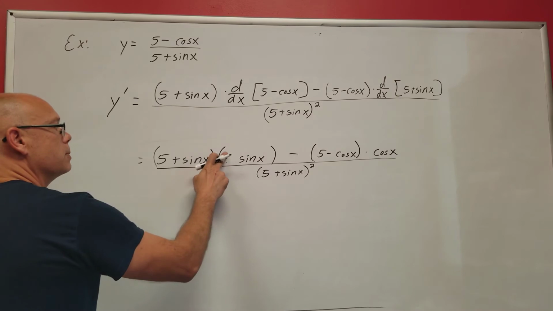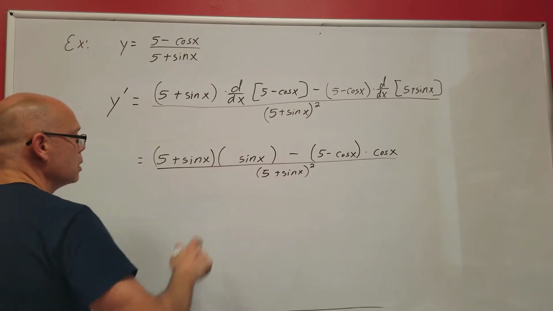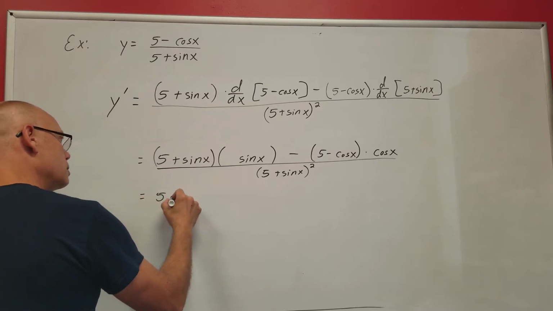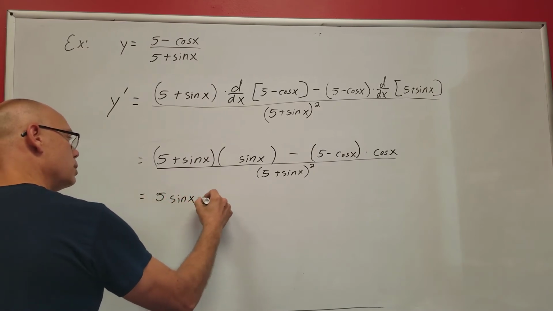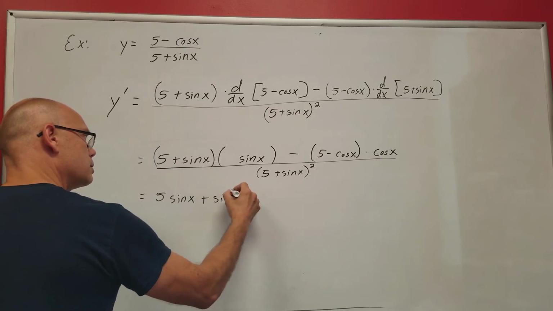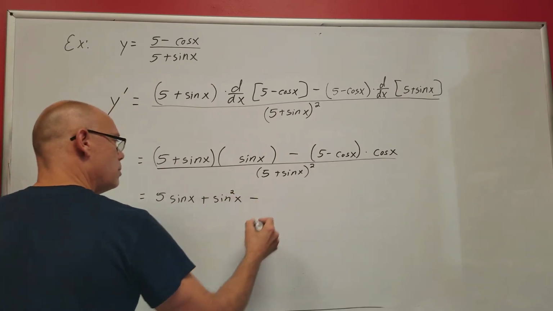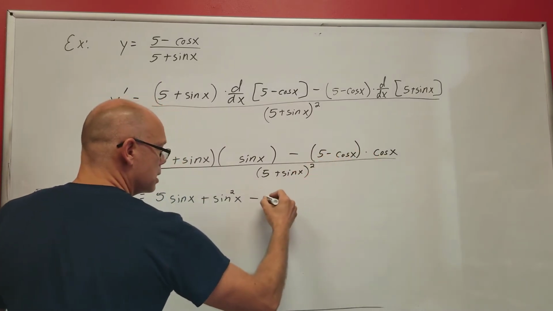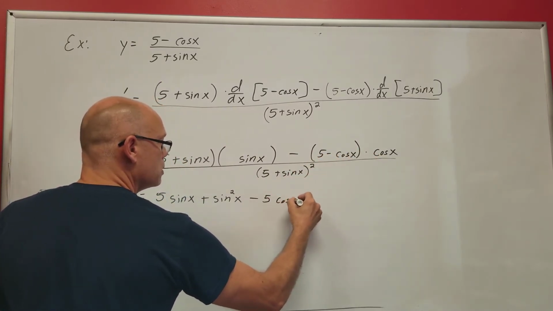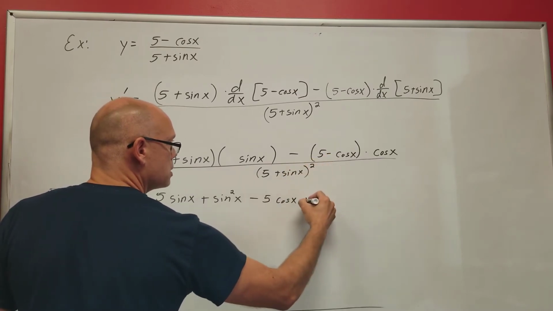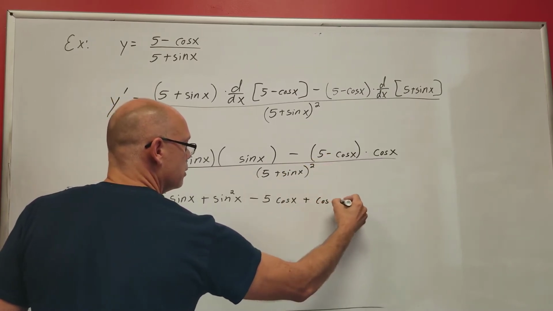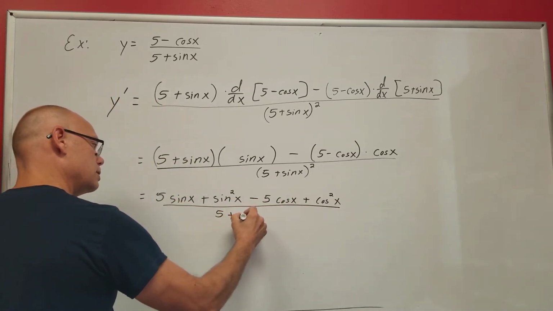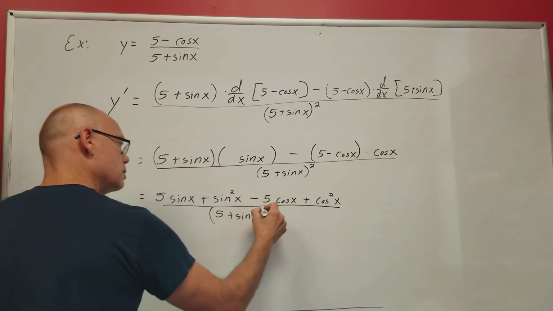All right, I don't really need this plus anymore, do I? So I distribute the sine of x through here to get 5 sine of x plus sine squared of x, minus, let me go ahead and distribute the negative and the cosine at the same time. So minus 5 cosine of x plus cosine squared of x, all over 5 plus sine of x squared.